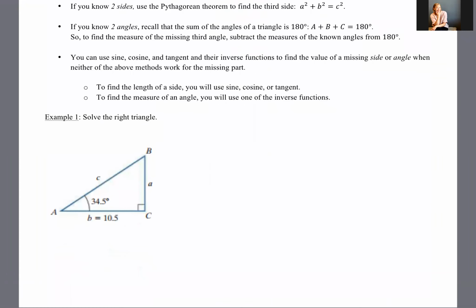Let's solve this triangle. If I'm given this triangle, it looks like the information that I have is as follows. I know the length of side b. I'll go ahead and write that down. b is equal to 10.5. That's the only side I am given the length of.